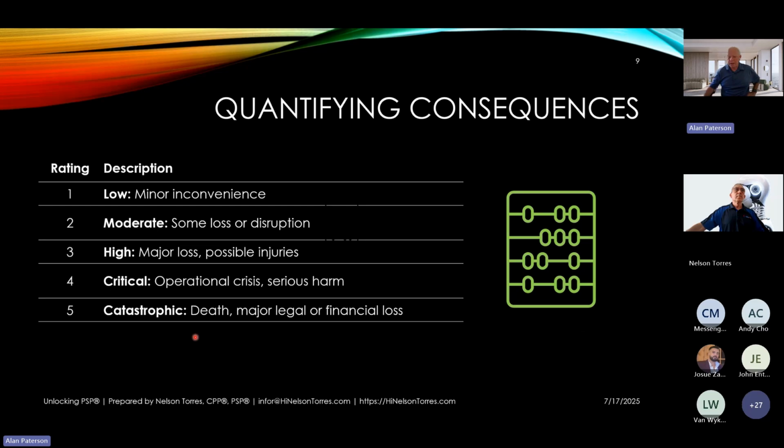And how do you quantify consequences? Again, this is a quantitative scale with qualitative descriptions, right? So you've got low, moderate, high, critical, catastrophic, but in a quantitative sense, you've given it a rating of 1, 2, 3, 4, 5. So low will be minor inconvenience, moderate will be some loss or disruption, high would be major loss with possible injuries, critical operational crisis, serious harm, and of course, catastrophic death, major legal or financial loss. So this is one way to quantify consequences.